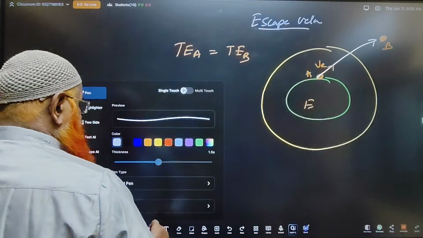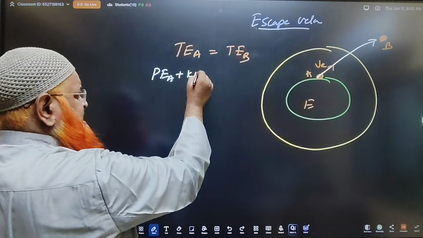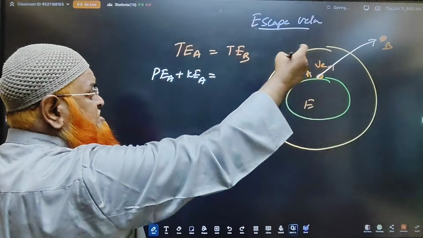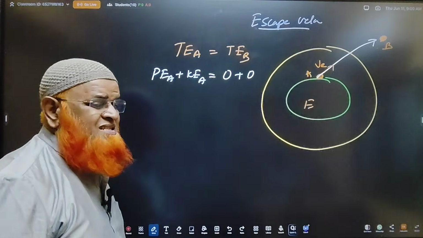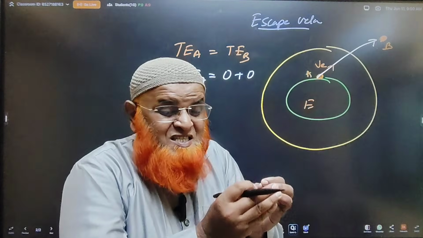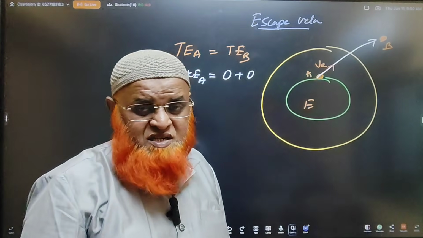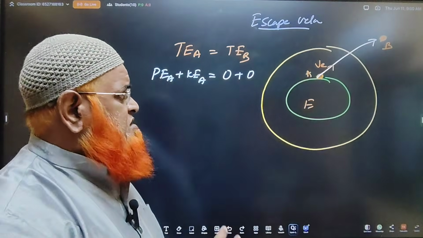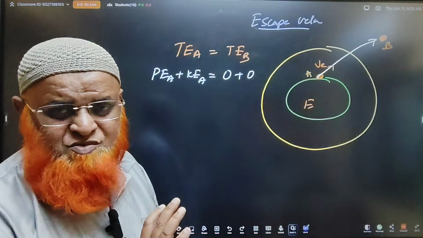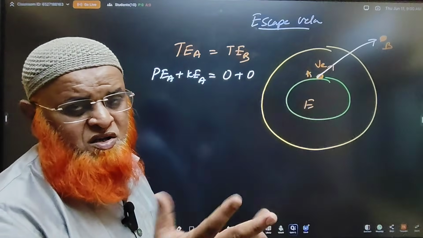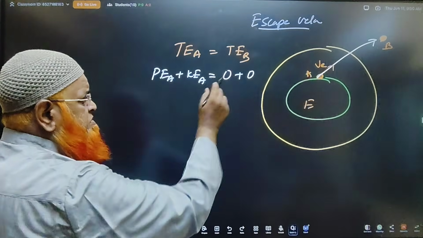Okay. So here, what is the total energy at A? Potential energy at A plus kinetic energy at A. The total energy at B will be, potential energy is also zero, kinetic energy also is zero, because it will be suspended in the universe. It doesn't have any velocity there. Neither potential energy is there, because once it has crossed the earth, potential energy becomes zero. Once it has crossed the earth, its velocity will not be there. It will be suspended in the universe. So both are going to be zero here.